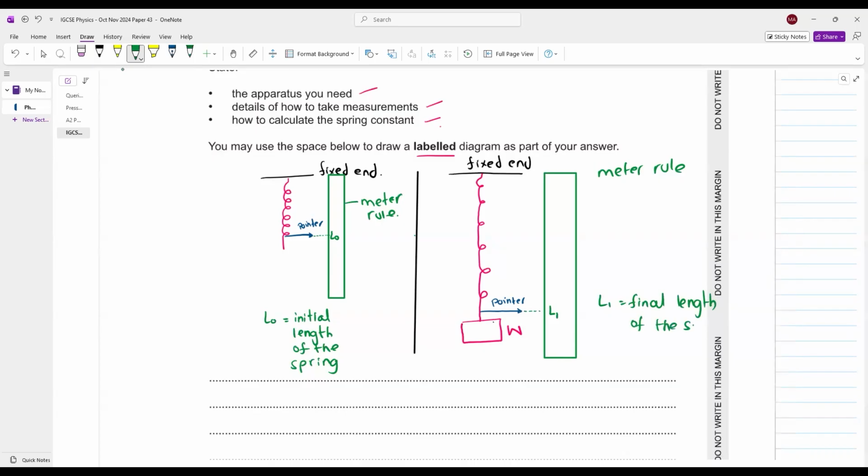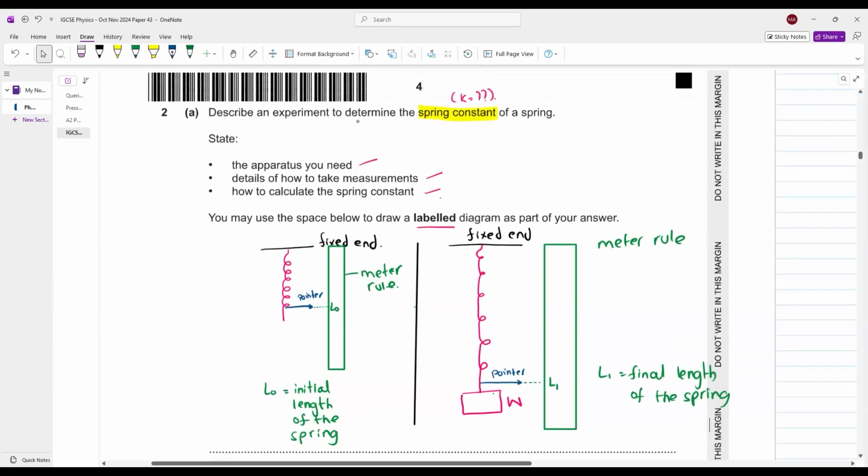But sir, how are we going to calculate this small little spring constant? Sir, we have to find the spring constant. How will we calculate this?